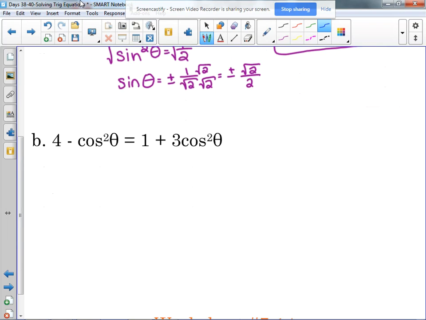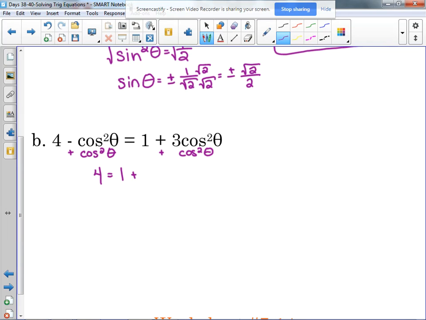Okay, let's look at number 2. 4 minus cosine squared theta equals 1 plus 3 cosine squared of theta. This time we've got trig functions on both sides. Let's start with consolidating that, moving that to one side. We can do that because they are both cosine squared. So let's move that -1 to the right side.